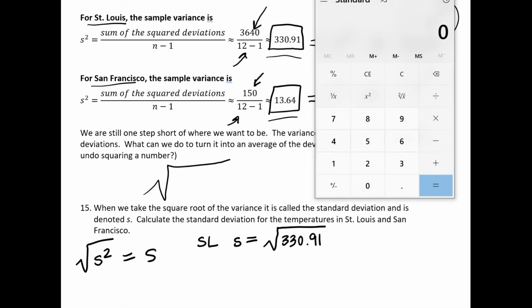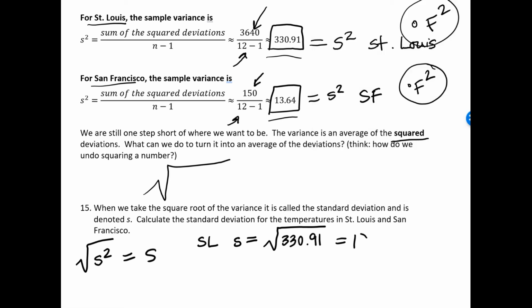Let's see. Oh, it's right there. Okay, so 330.91, take the square root, 18.19. Okay, 18 degrees makes a lot more sense to me when we're talking about the weather than 330 squared degrees. Agreed?